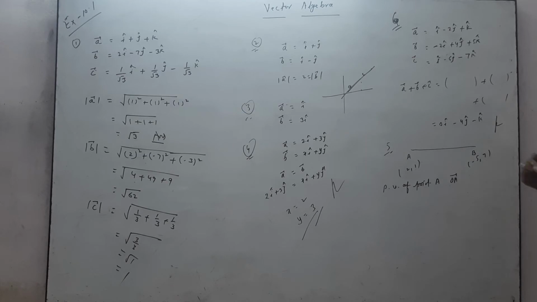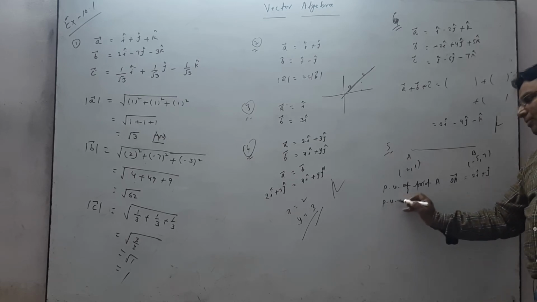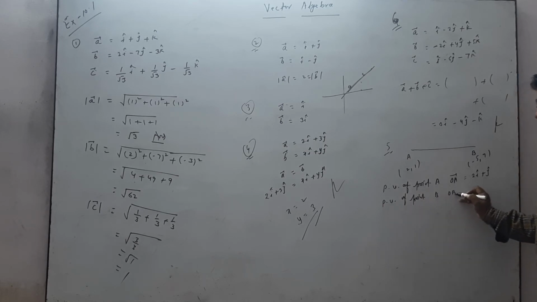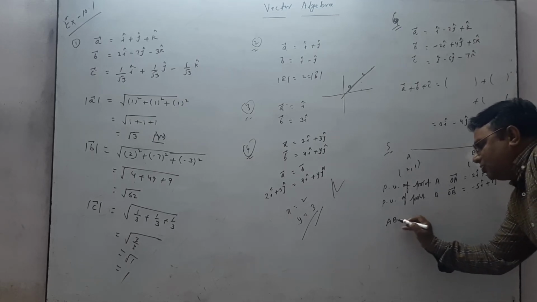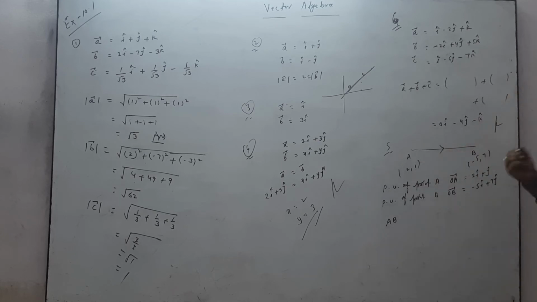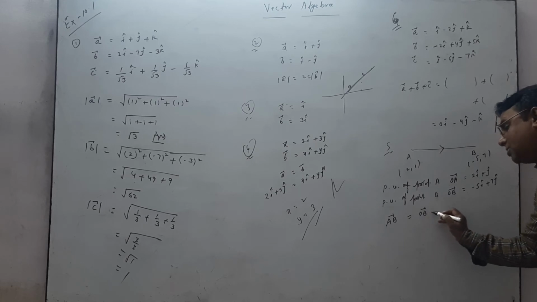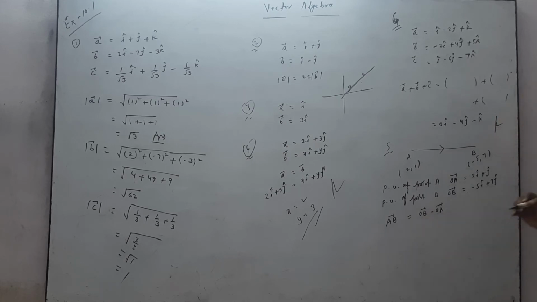So now look here, first thing, write vector form, that is 2, 1. That means 2i cap plus 1j cap. This is vector form. Same, the position vector of point B. Now write the vector OB notation, and minus 5i cap plus 7j cap. But now find vector AB. A is the initial point, B is the terminal point, the ending point. So vector AB, what is the formula of vector AB? OB minus OA. Terminal vector minus initial vector.